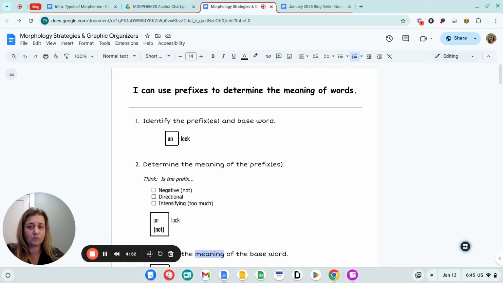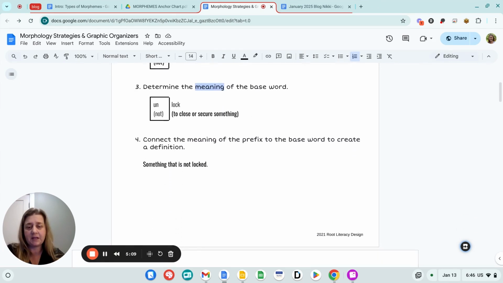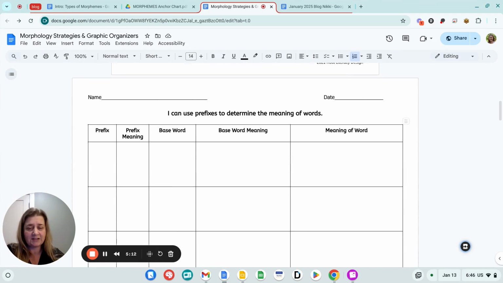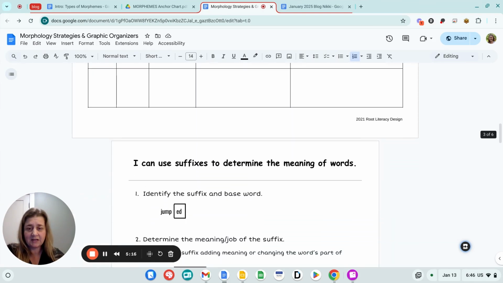So in your class, when you have a word, you would tell the class, box and identify the prefix and underline the base word. What is the meaning of the prefix? Negative, directional, or intensifying? What is the meaning of the base word? What is the definition of the word? And they put it all together. And there's a little graphic organizer here that you can start to incorporate into your class.